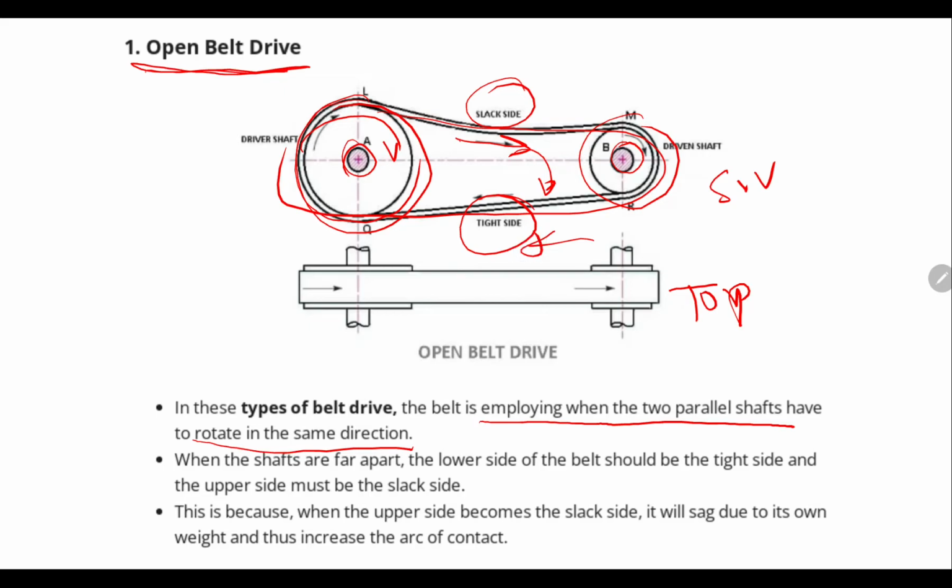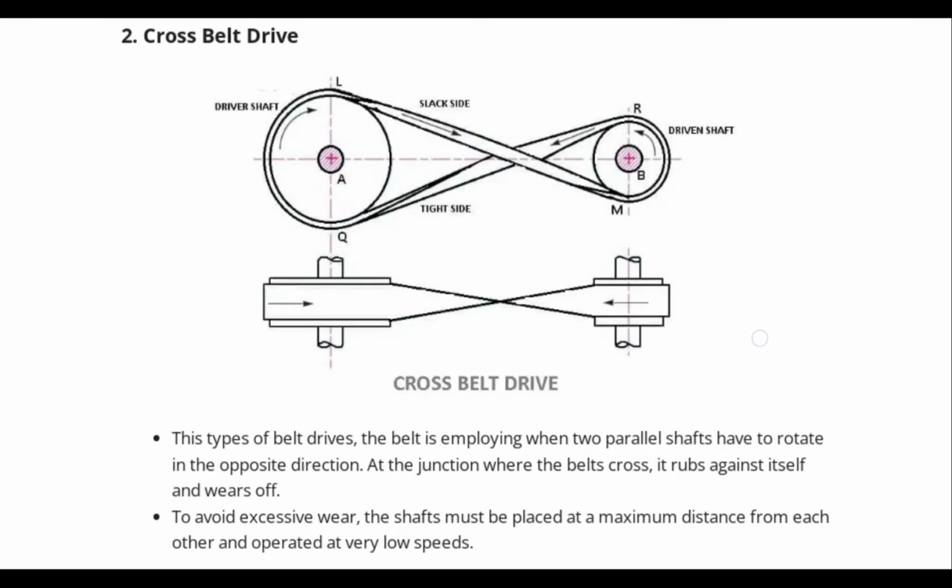And because of that, when the upper side becomes the slack side, it will sag due to its own weight and thus increases the arc of contact. So sag, this is called a sag, is created in case of the slack side, but there is no sag on the tight side, which is somewhat straight. So the sag is created because of the weight of the belt. So this way we can learn how the open belt drive is going to operate.